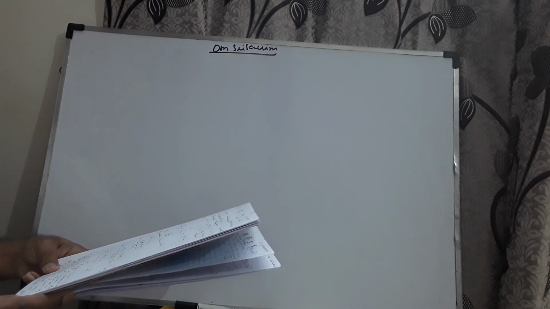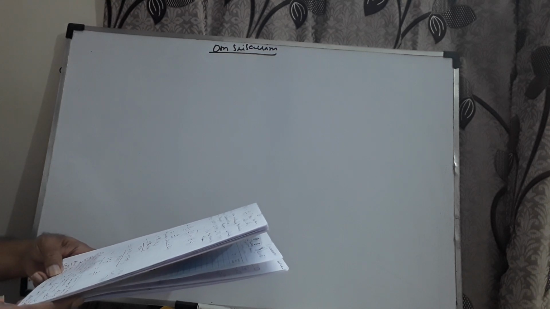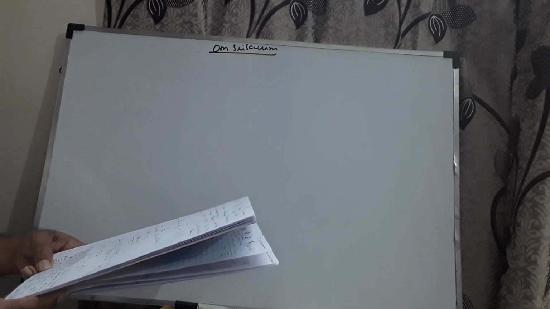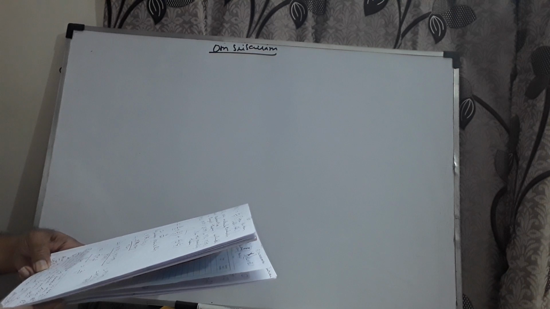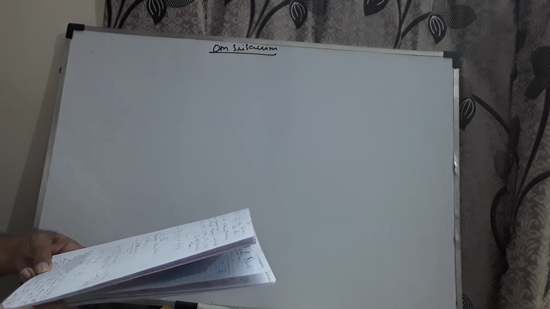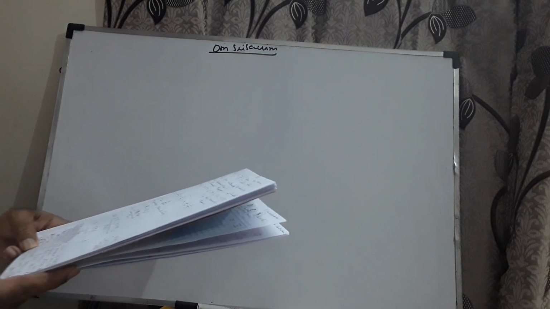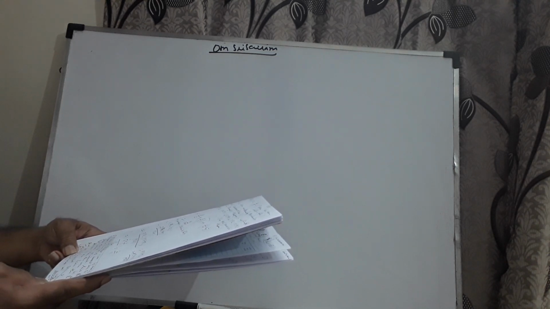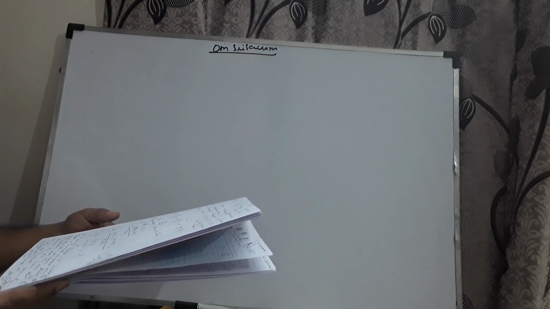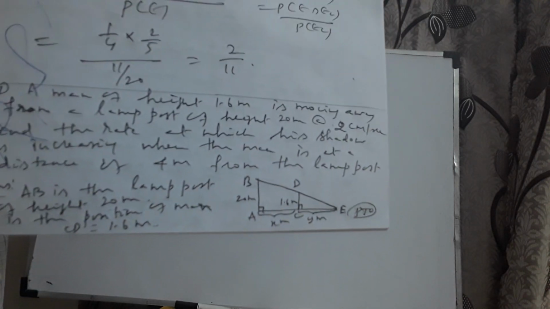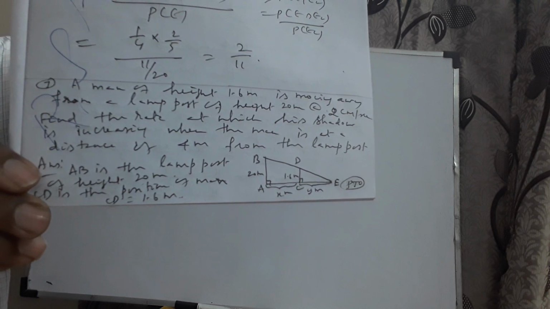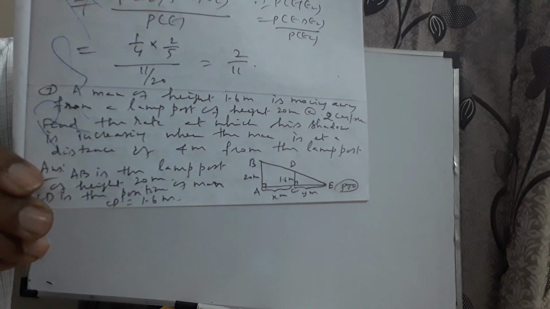A man of height 1.6 meters is moving away from a lamp post of height 20 meters at the rate of 2 centimeters per second. Find the rate at which his shadow is increasing when the man is at a distance of 4 meters from the lamp post. Just read the question. I'm showing it closer to you. I'm not going to write the question on the board. Read the question.